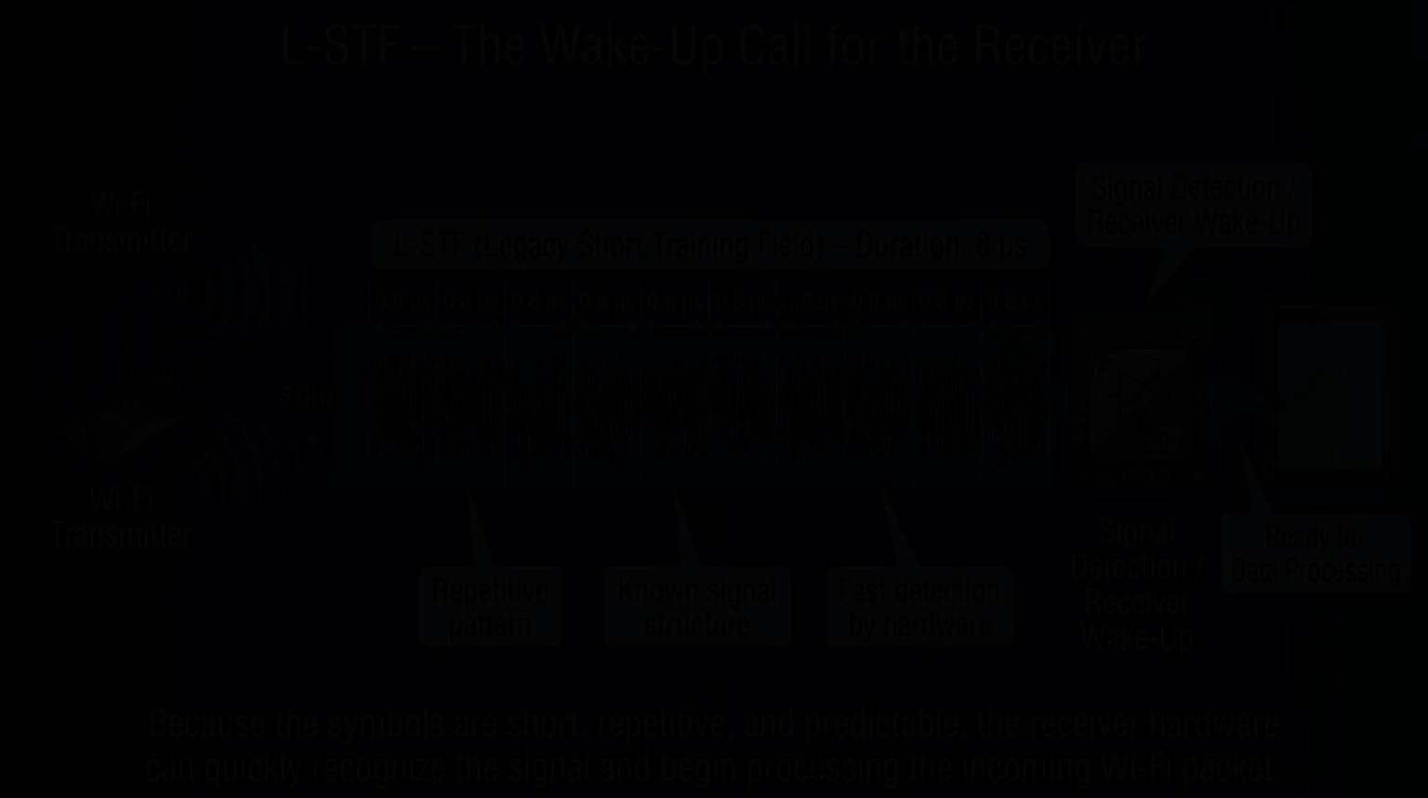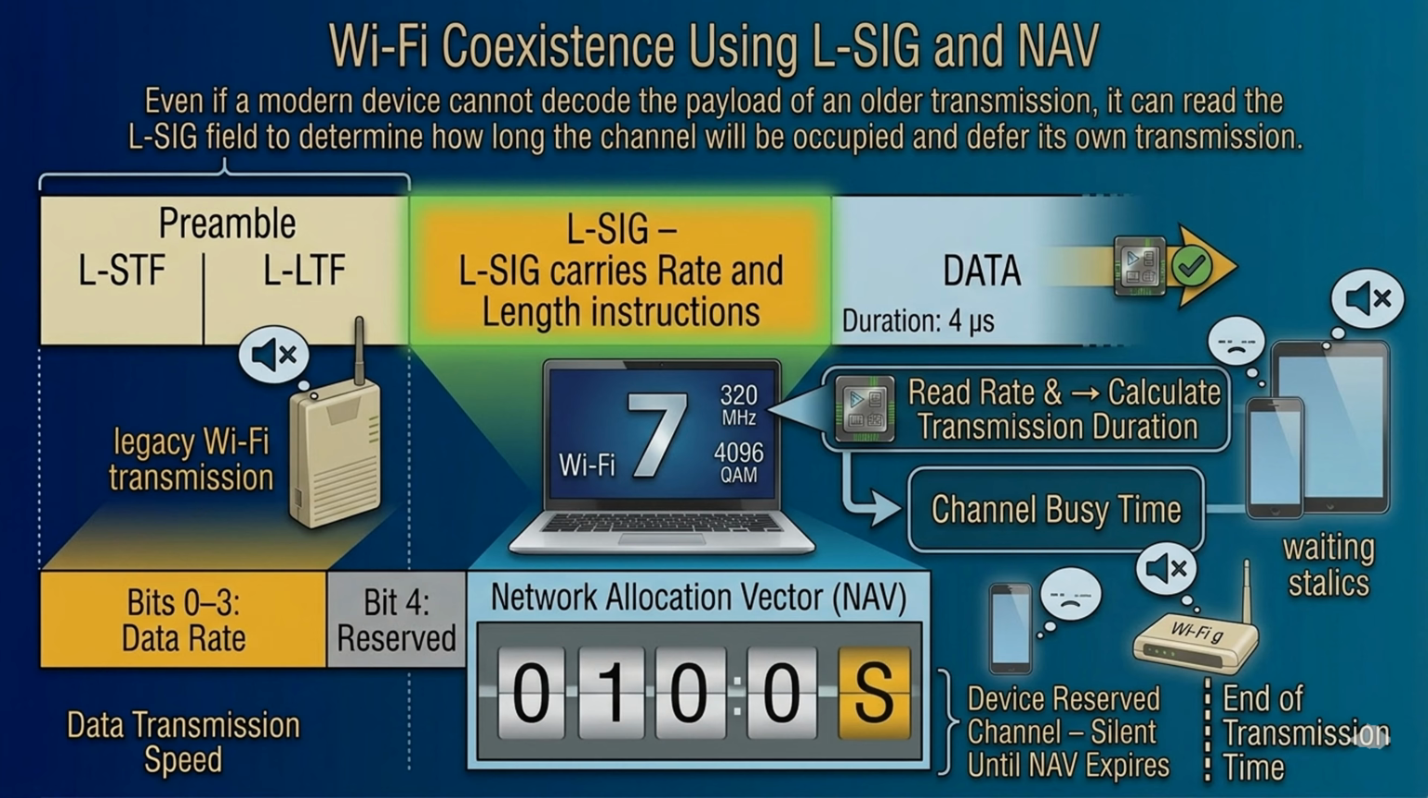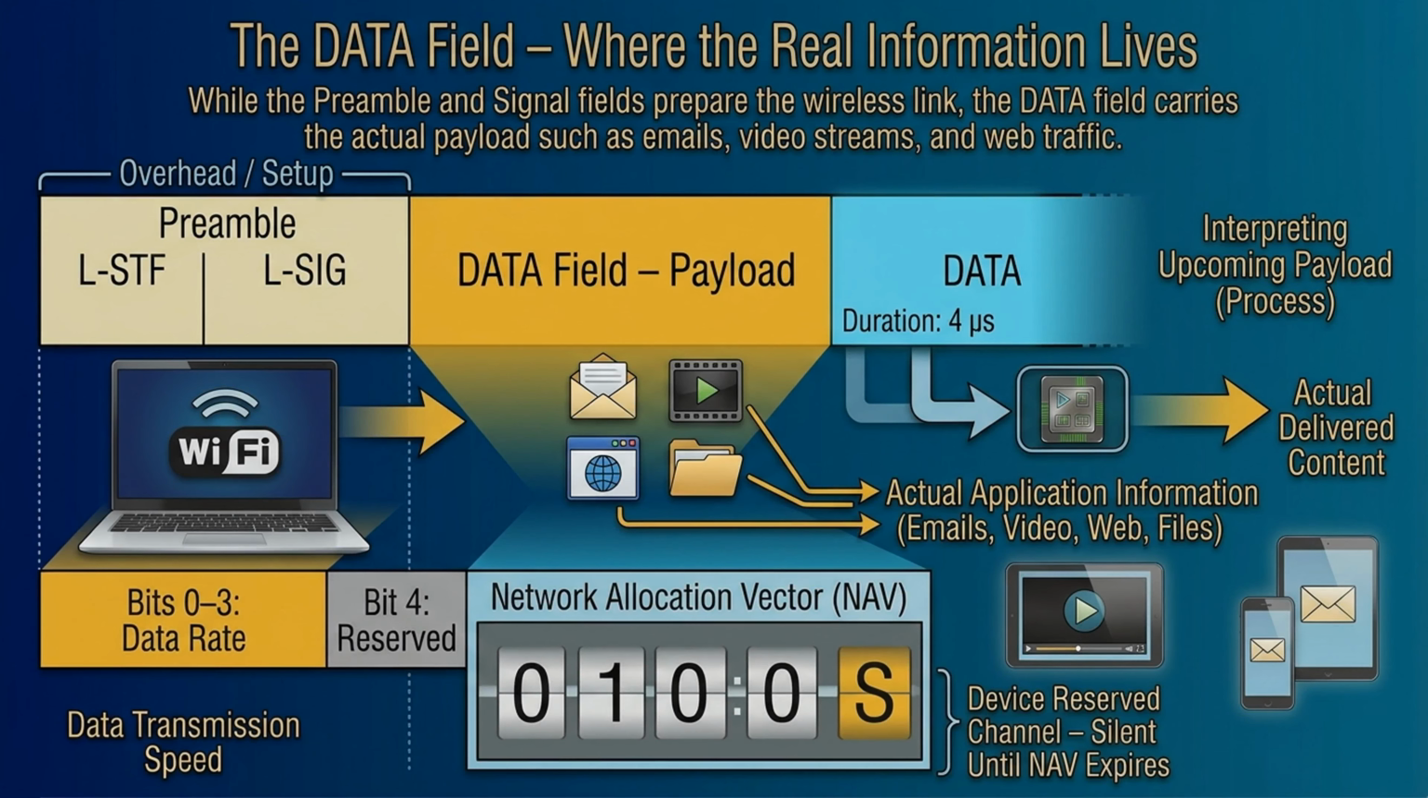Coexistence. This is the magic of Wi-Fi. Even if a Wi-Fi 7 laptop can't understand the high-speed data inside an old packet, it can read the L-SIG. It sees how long the channel will be busy and sets its network allocation vector, NAV, to stay quiet until the transmission is over.